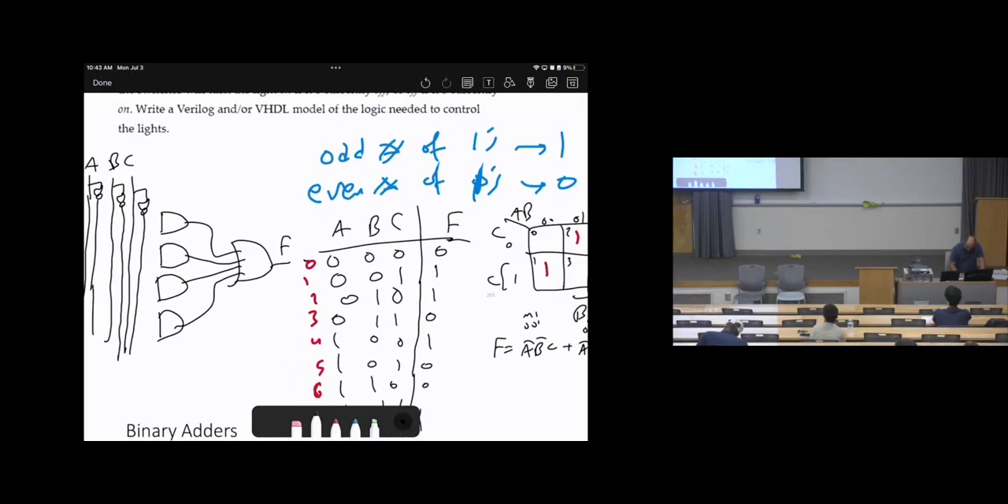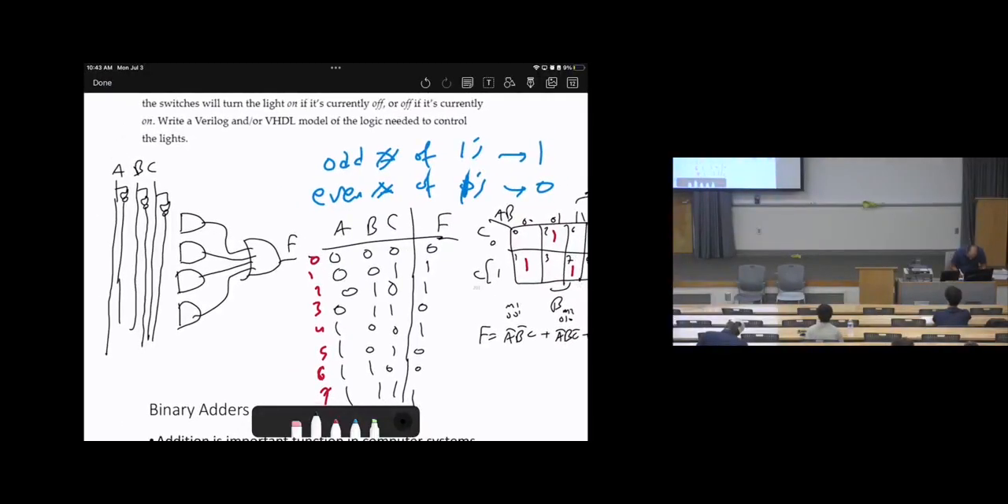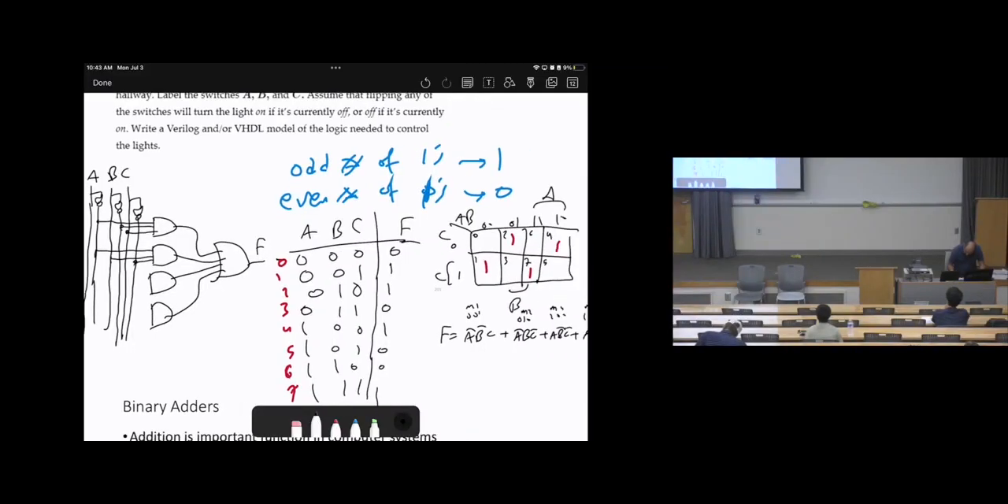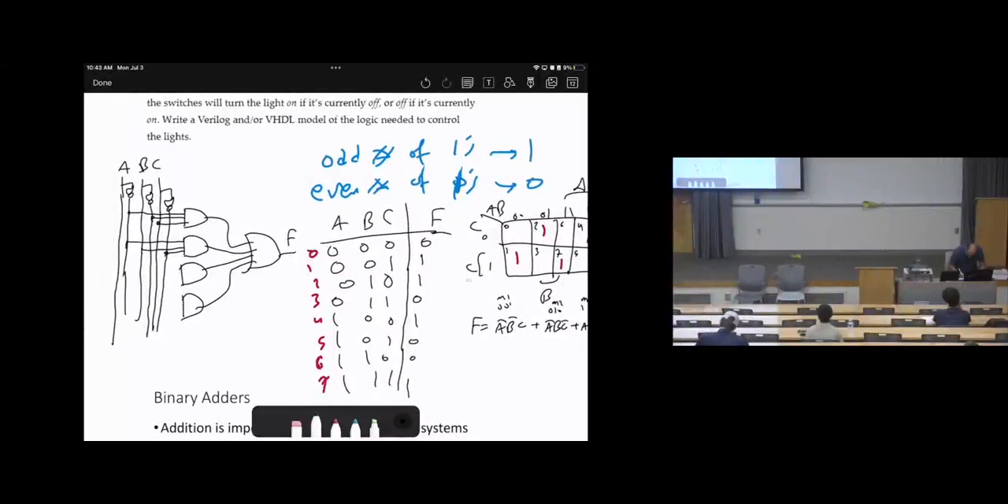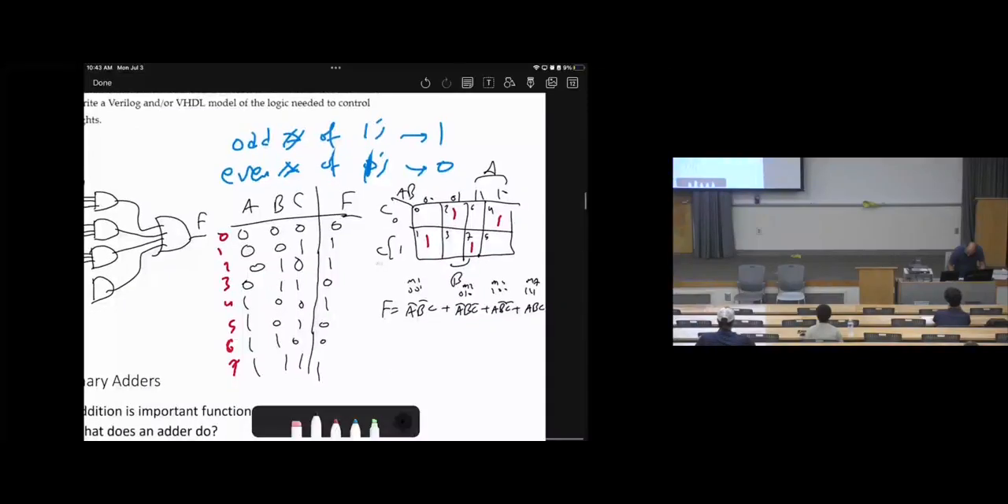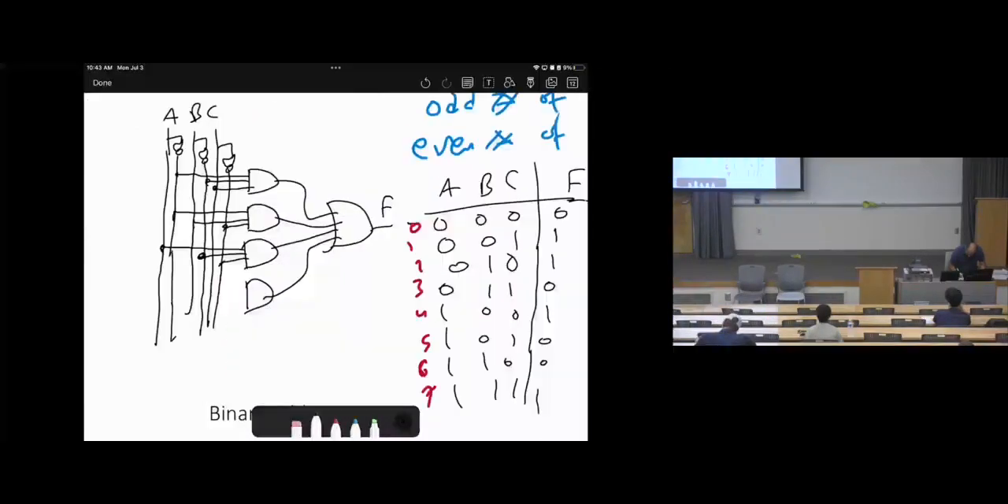F. So the first one will be with A bar, B bar, C. Second one, A bar, B, C bar. Third one will be with A, B bar, C bar, and the last one will be ABC. Here is A, here is B, and here is C.